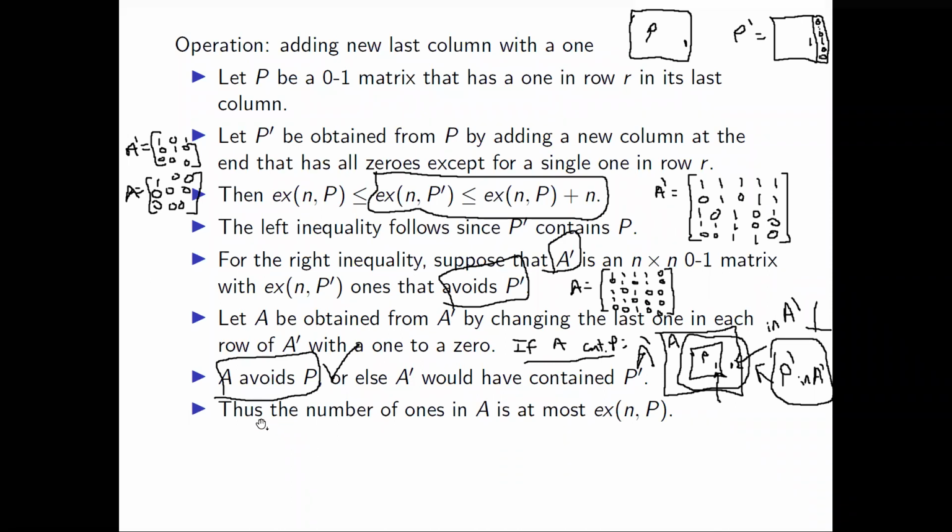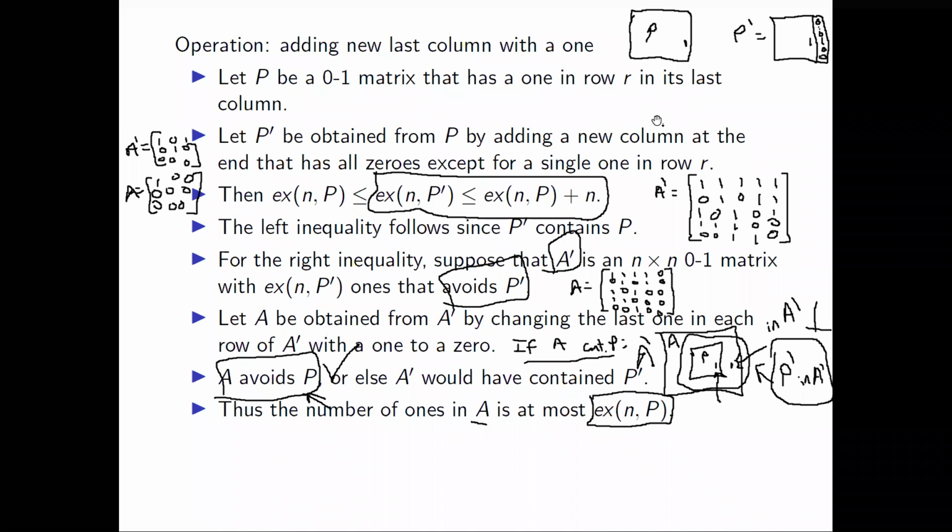And since A avoids P, and A is an n by n 0, 1 matrix, because we obtained A from A prime just by changing some ones to zeros, and A prime was an n by n 0, 1 matrix, that means the number of ones in A is at most ex of n, P. Because remember, ex of n, P right here is the maximum possible number of ones in an n by n 0, 1 matrix that avoids P. And A right here avoids P, and it's n by n.